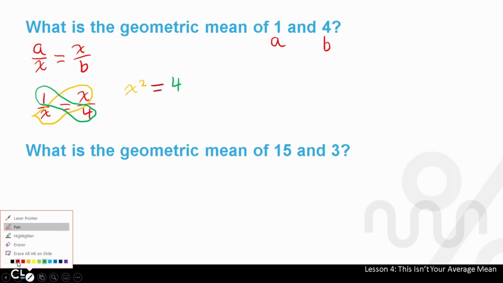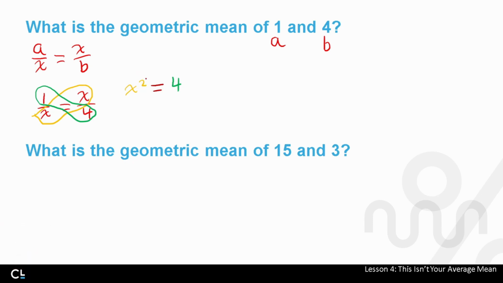So finally, in order to get rid of that square, we do the opposite of that, which is called the square root. It's like a check with a roof on it. And on my left side, the square root and the square are going to cancel, so we're left with x. And on the right side, what number times itself gives me 4? 2. Because 2 times 2 equals 4, so our answer here is 2. So the geometric mean of 1 and 4 equals 2.